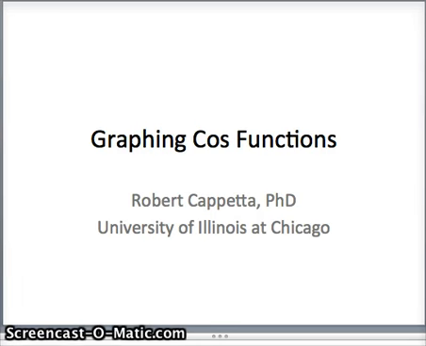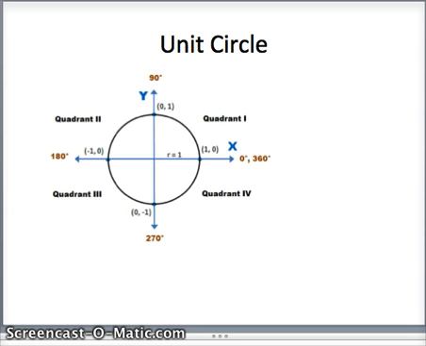This is Bob Capetta from the University of Illinois at Chicago, and this lesson is on graphing cosine functions. Recall that the cosine is the x-coordinate, so at 0 degrees, cosine is 1, 90 degrees, cosine is 0, 180 degrees, cosine is negative 1, 270 degrees, cosine is 0, 360 degrees, cosine is 1.